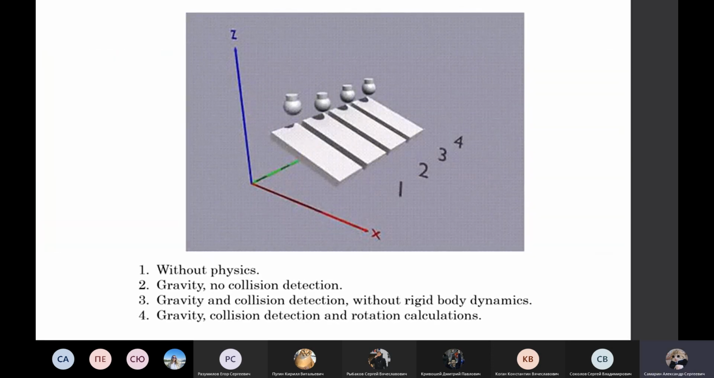So on the next slide, you can see the classic example of a physics engine. First object without physics. Second, with gravity, but without any collision. Third object has gravity and collision detection, but without rigid body dynamics. And the fourth object has all of these powers.